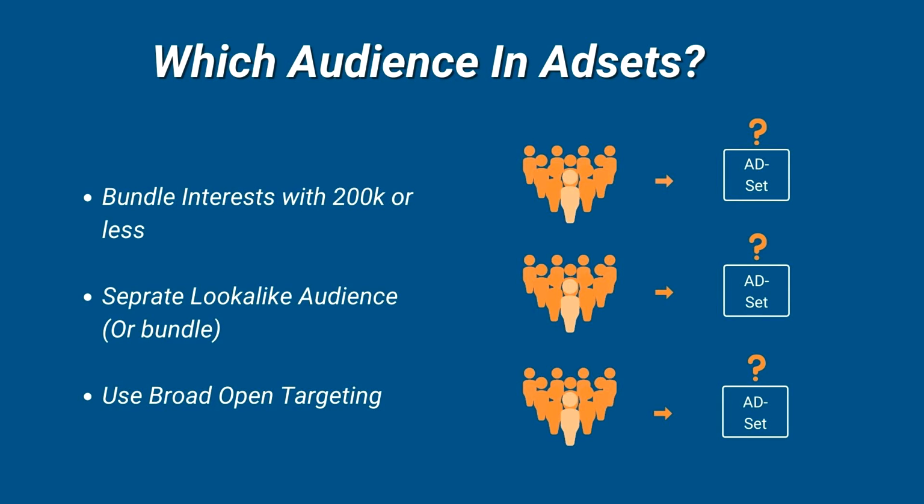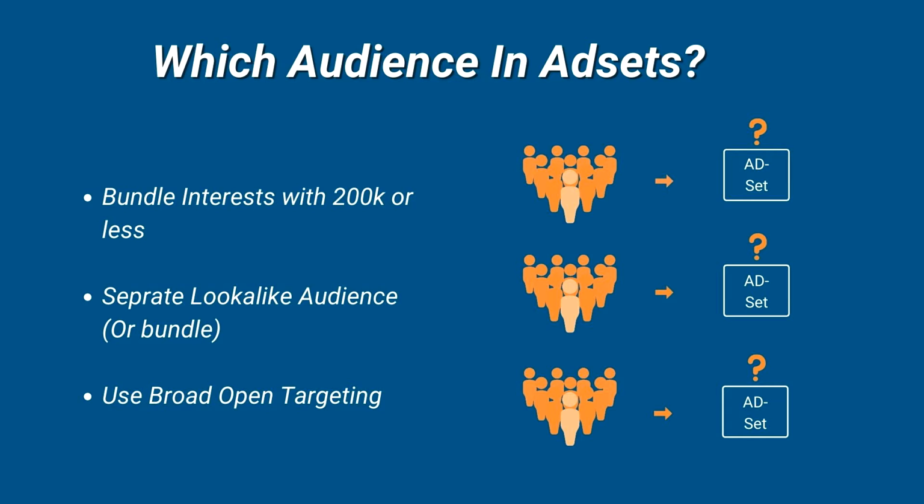Now, which audiences should you use at the ad set level? Well, with interest audiences, this can usually have a very small number within them. And what I generally suggest is that you can either bundle them all together. So if you have multiple interests with less than 200,000, just compile them all together. And with lookalike audiences, I usually separate these, or sometimes I even bundle them together as well.